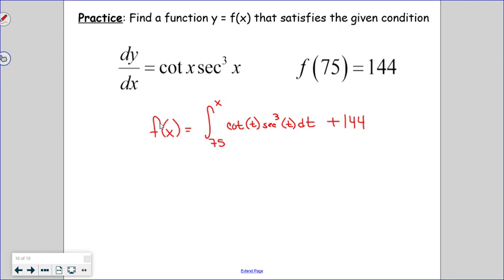If I were to take the derivative of this, first of all, the derivative of the integral is going to give me the inside function. The derivative of a constant, gone, right? And evaluating that at 75 will equal 144. Questions for me?